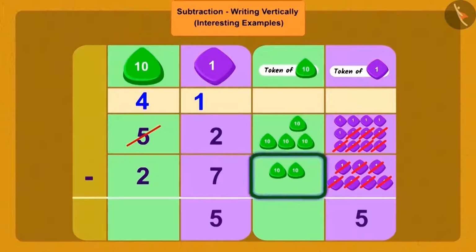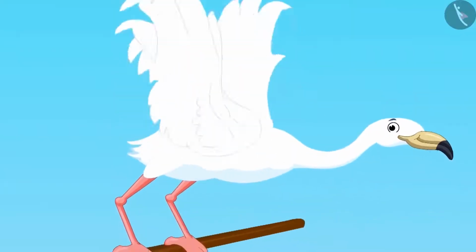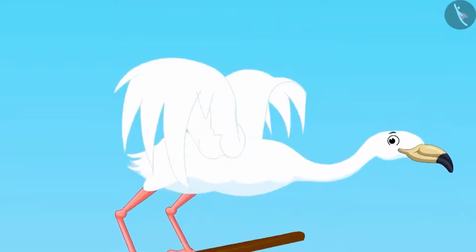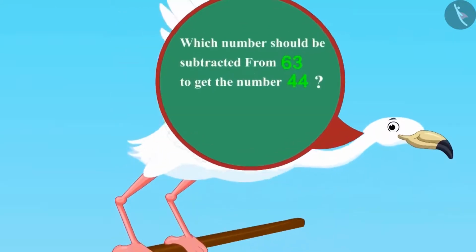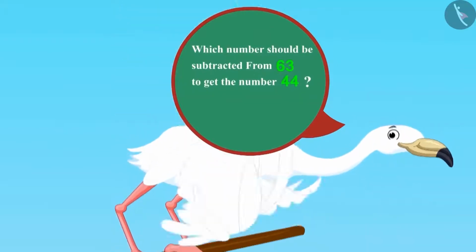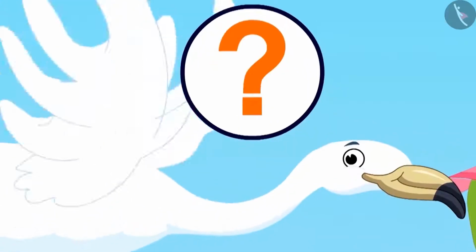And subtracting 2 tens from 4 tens is how many tens? 2 tens. So how many more pages did Sher Khan read than Bhola? Absolutely correct. 25 pages. Just like you, the bird has also answered the puzzle correctly. Now the first bird asked one last puzzle. What is the number I have to subtract from 63 to get 44? The second bird was unable to find the answer to this puzzle.